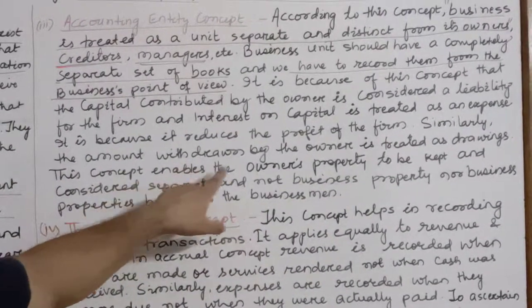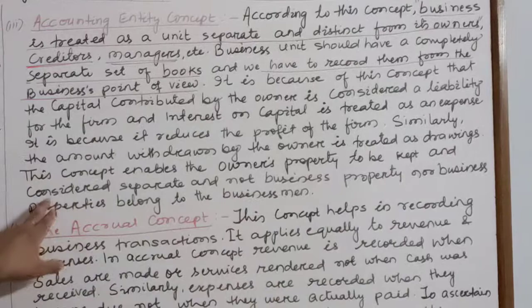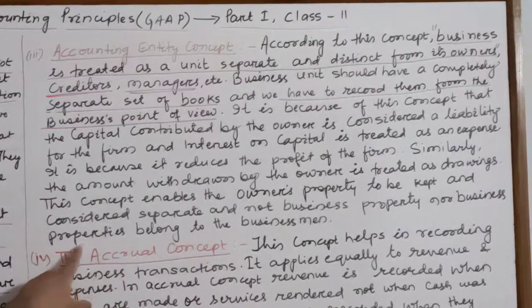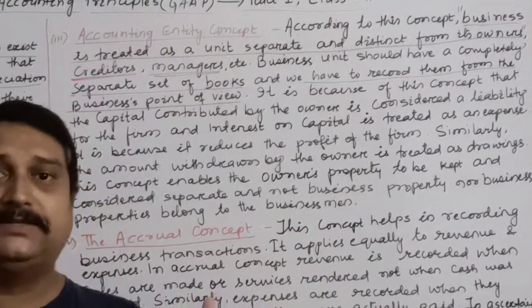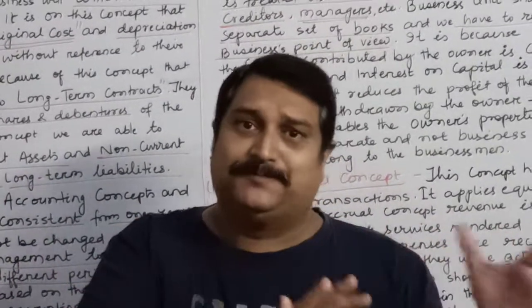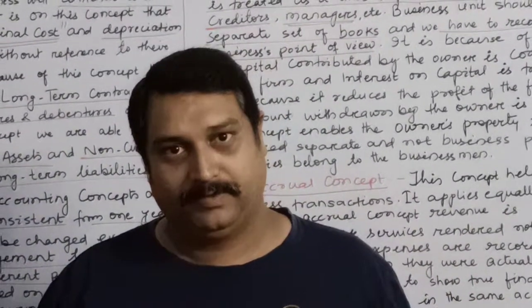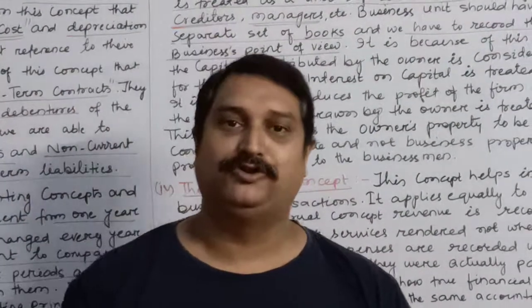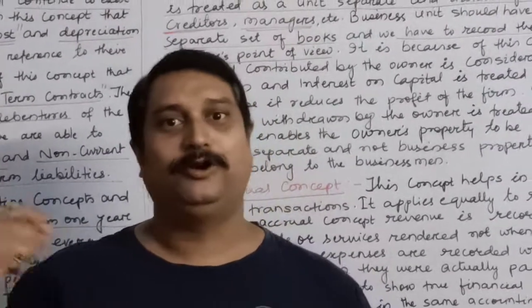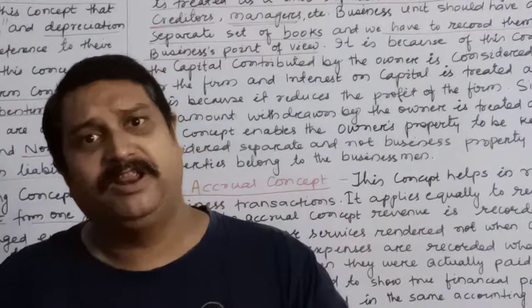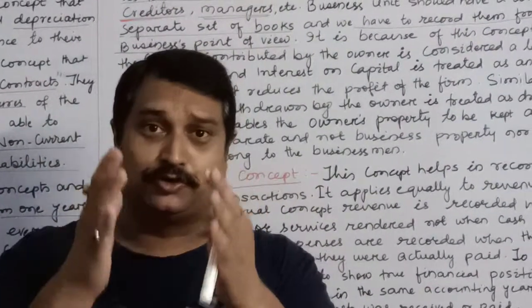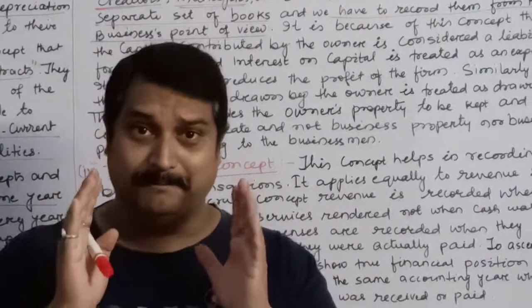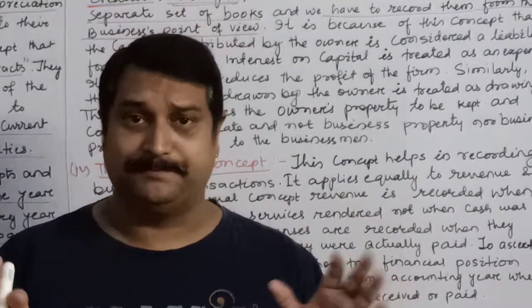This concept enables the owner's property to be kept and considered separate and not business property, nor do business properties belong to the businessman. That means, while recording the business transactions, both of the things are kept separate. If you merge them together, you will not be able to say whether the profit which you have got belongs to the business or to the businessman, because you have mingled everything. So in order to know the true profit or loss, it is necessary that a clear distinction must be made between the business and the businessman.